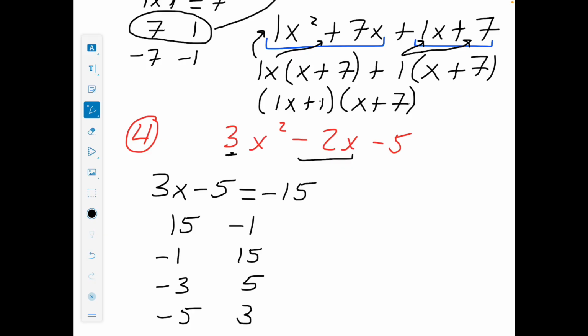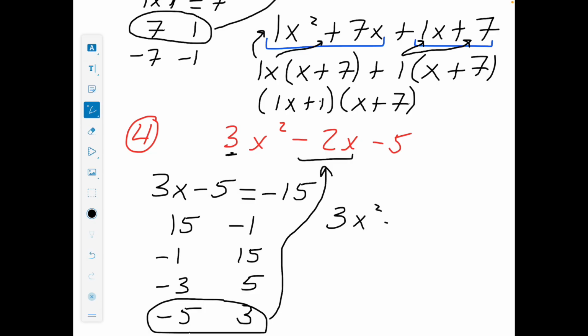Now I need to look at these because I need to pick out a pair that will give me minus 2x. 15 minus 1 won't work. Minus 1 plus 15 won't work. Minus 3 plus 5 will give me 2x. I don't want 2x, I want minus 2x. But minus 5 plus 3 will give me the minus 2x. So that's going to be the pair I'm going to choose.